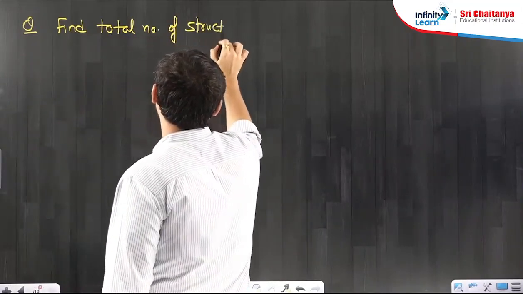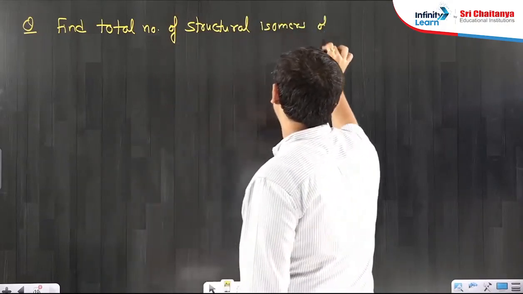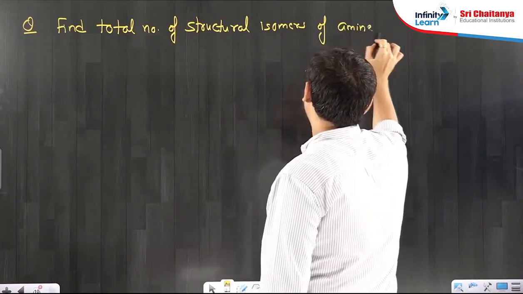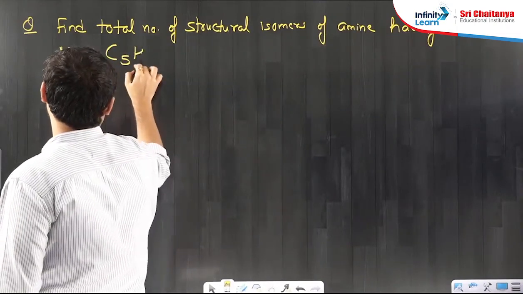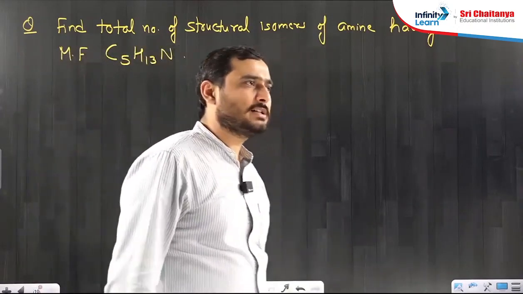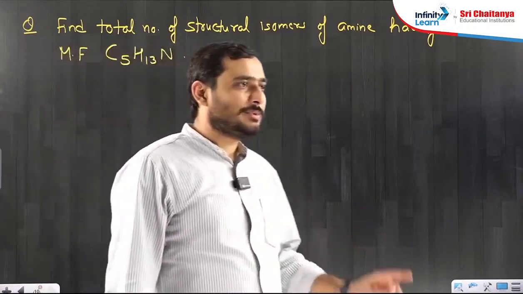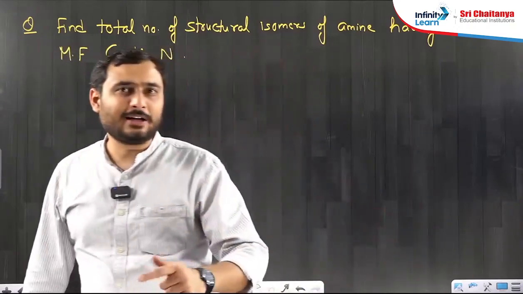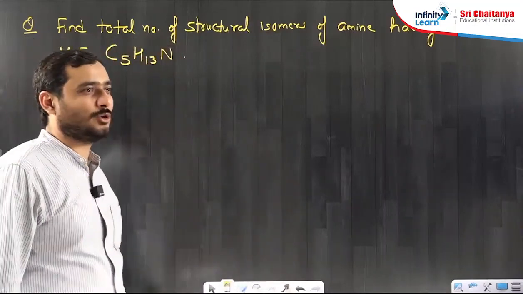So the question is: find the total number of structural isomers of amine having molecular formula C5H13N. Now take your time, 1 minute or 2 minutes, but you have to send the answer in that form: primary plus secondary plus tertiary. That is, how many are primary, how many are secondary, how many are tertiary. Do not send only the answer for the total.